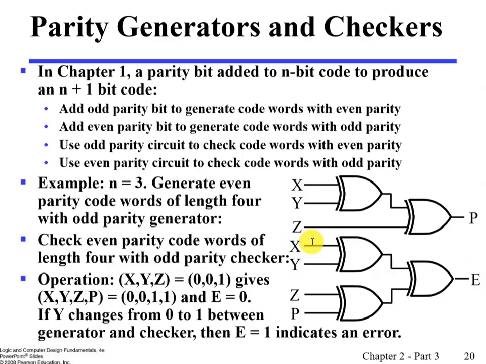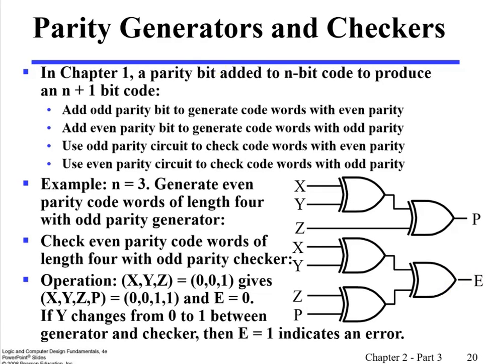For example, if we have X, Y, Z to be 0, 0, 1, then P should generate 1 so that we have even parity, and then error will be 0. If Y changes in this example from 0 to 1 between the parity generator and the checker, then E will be 1, indicating an error. So this example shows that we can use the exclusive OR operator to build parity generator and parity checker circuits.